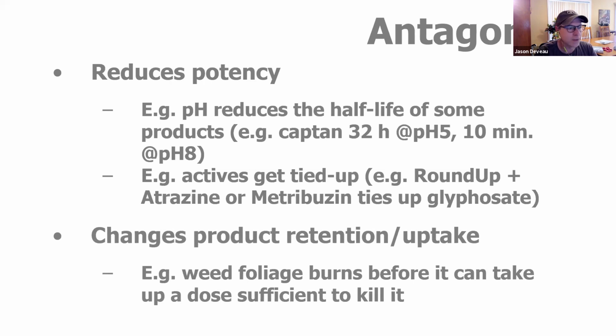Another form of antagonism is changing product retention and uptake. And this is a wild one. This is one nobody thinks of, but it does happen. It almost sounds like synergy, but it isn't. Weed foliage can be so effective that one product in the tank can burn the receptors that you want the other product to be taken up by. So let's say you have a systemic product that has to get into the plant and down into the roots to kill the weed. It won't do that if you slam the door shut. One product just burns the foliage and it won't take up the second product. So it may land, but it doesn't get drawn up into the plant the way it's supposed to, and it just grows past it.